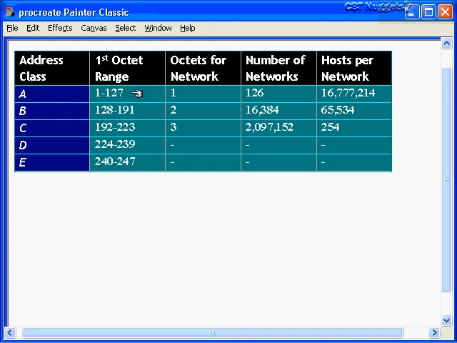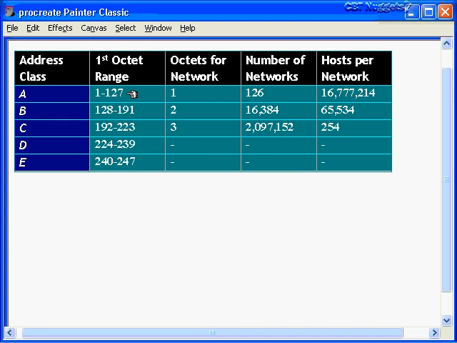So if the first octet is a decimal between 1 and 127, then it's a Class A address. As a matter of fact, it's going to be between 1 and 126. Technically, this says 127, but notice here it says the number of networks is 126. Why is one of them left out? Well, because the 127 network is used, as we'll see later on, as a troubleshooting address. 127.0.0.1 is used as a loopback address. It's used for testing your local system.